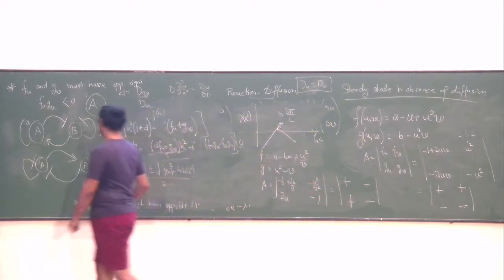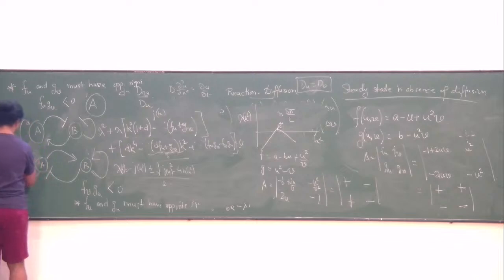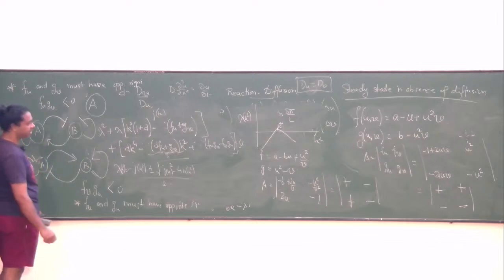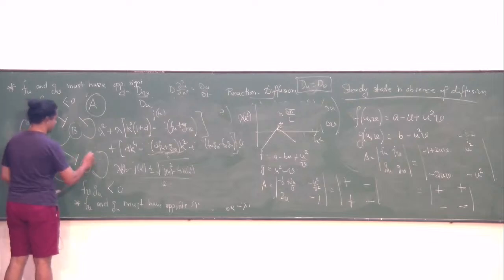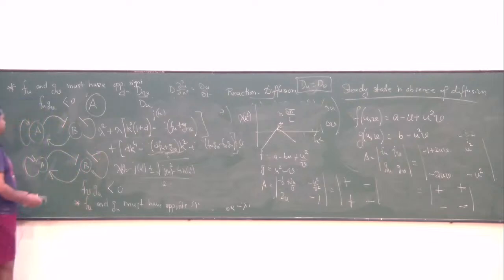So that is like U upregulates itself, that is a plus, and then B also upregulates that. So that is the second plus, and therefore these two have to be the repressors. So this is the network structure corresponding to the Schnakenberg. This is the network structure corresponding to the Gierer-Meinhardt.